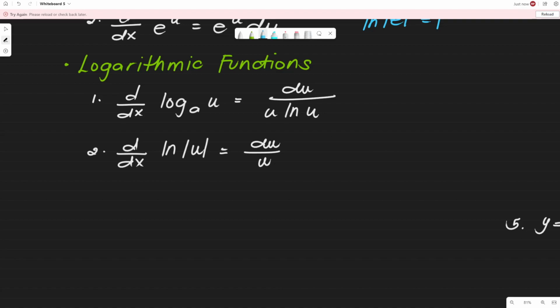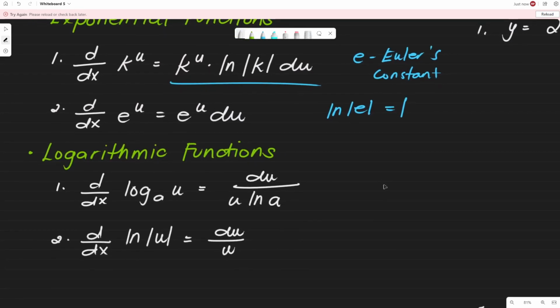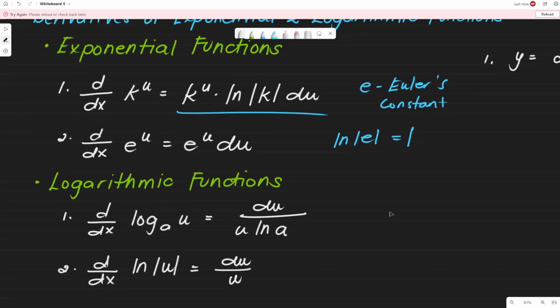Wait lang, let me check. May correction lang. This is a. So, the derivative of log u base a is du over u ln a. Kaya po sabi ko parang may mali. Anyway, these are our formulas, which we're going to use later in the evaluation of the derivatives ng ating mga functions.